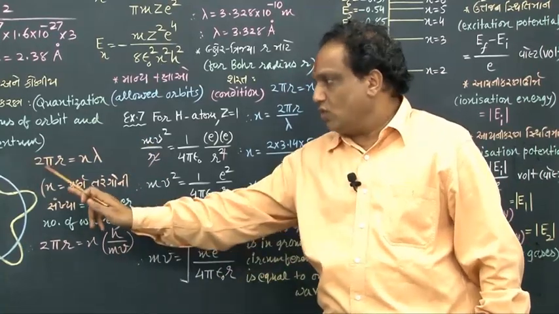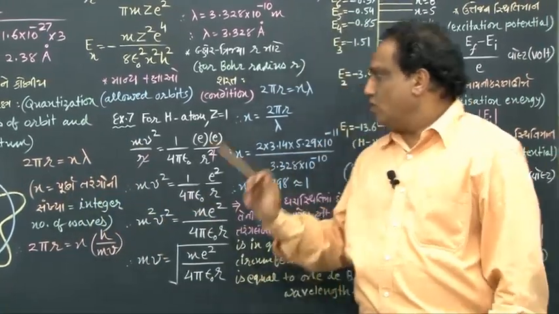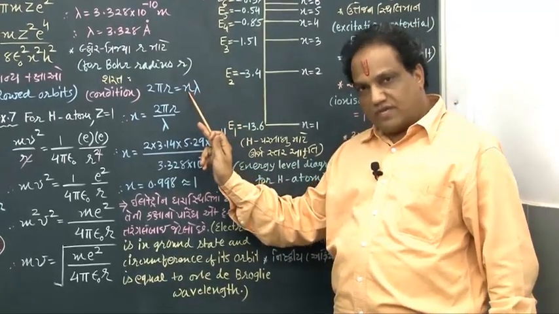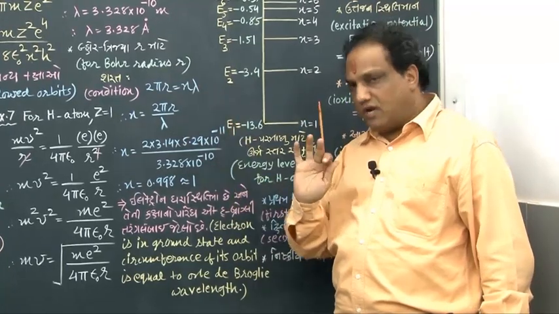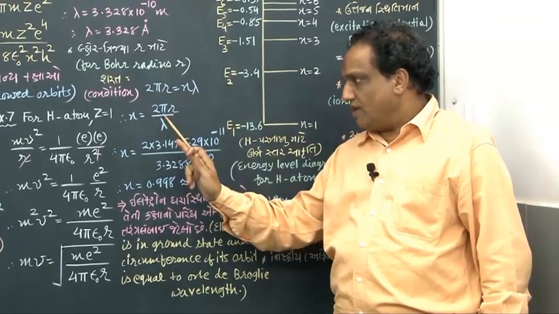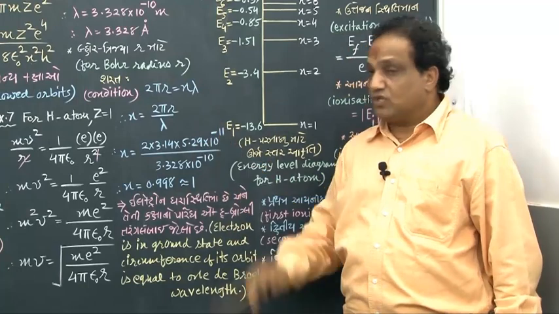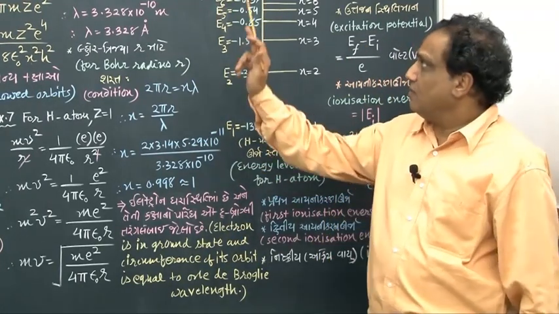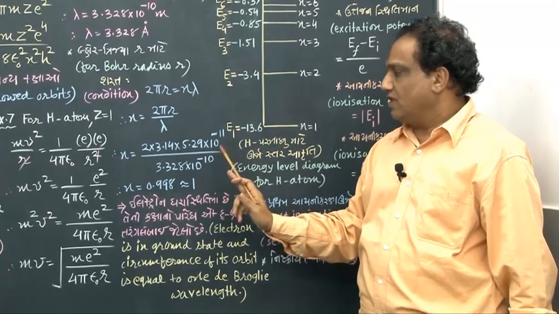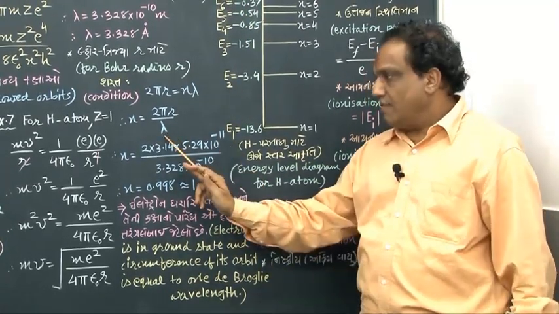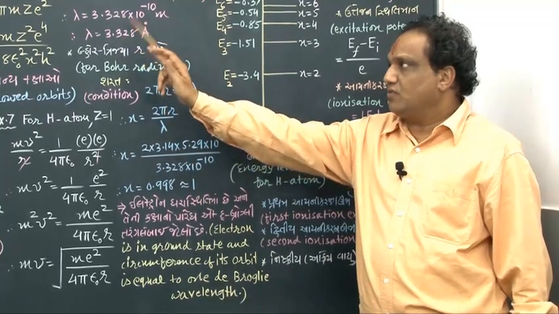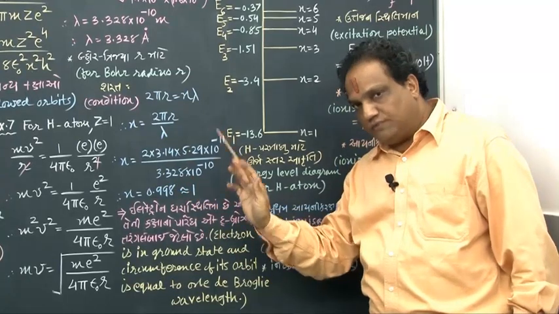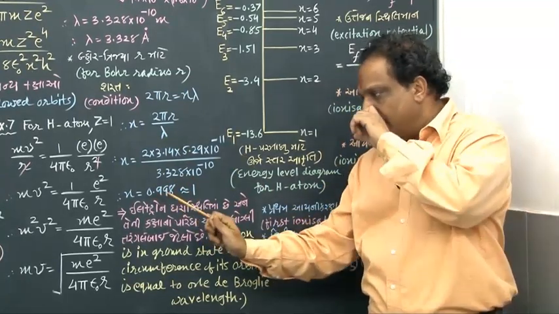Which condition? 2 pi r equals n lambda. And now just find out n from here: 2 pi r upon lambda. 2, the value of pi is 3.14. What about small r? The radius of the circular orbit, which they have given in the statement. It was 5.29 into 10 raised to minus 11 meter. What about lambda? We have got it as 3.328 into 10 raised to minus 10 meter. And now if you simplify this value, you will get 0.998.